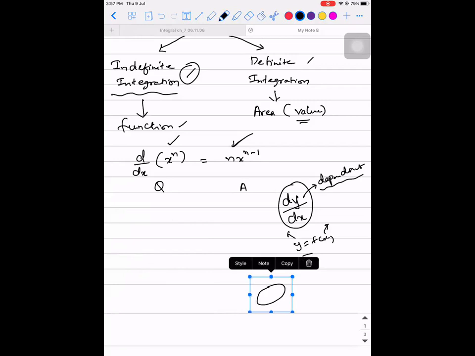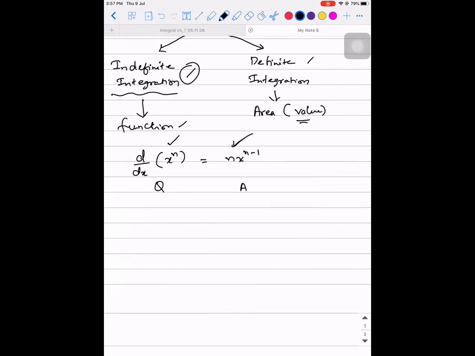In a similar way, when you're doing integration also, you need to ask the question: with respect to which variable am I integrating? For example, let me take the question like this. d by dx of sin x is what? This part you know. Cos x.